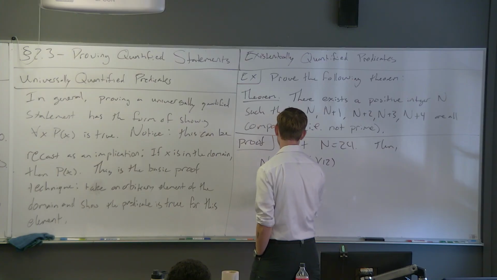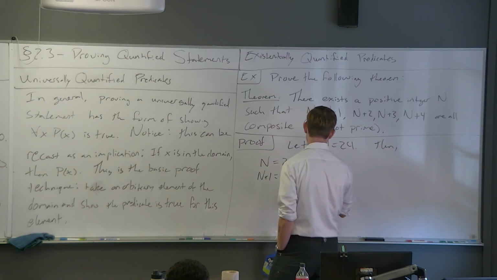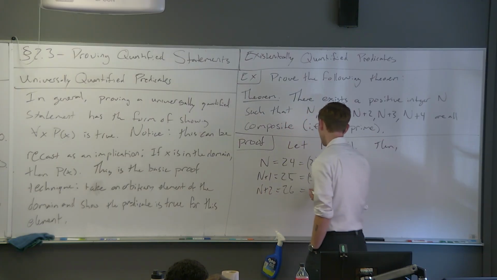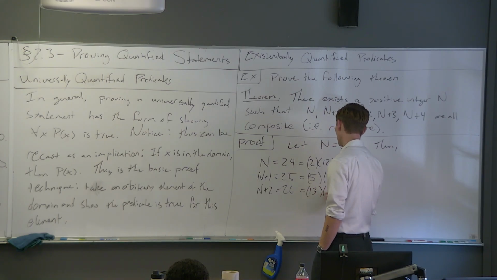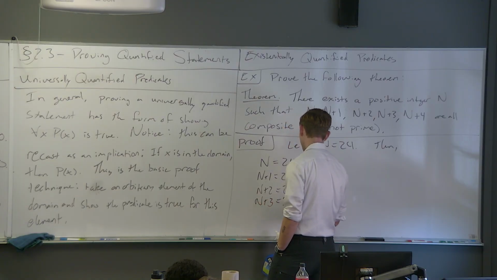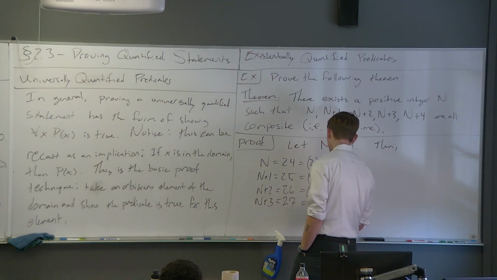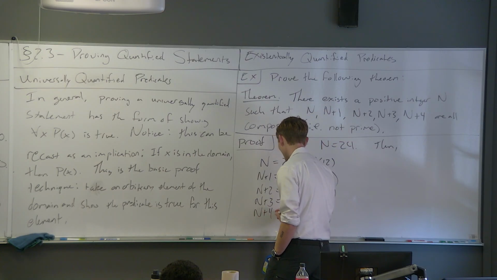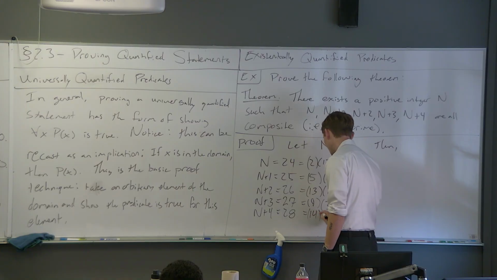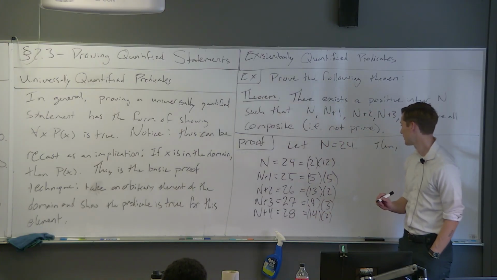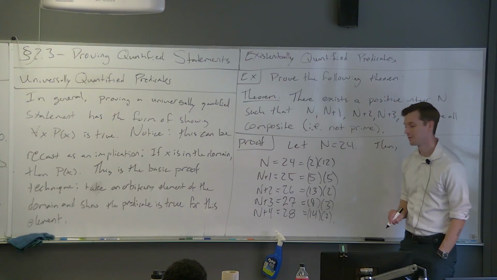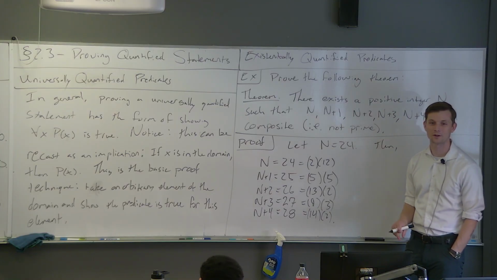n plus 1, that's 25. That's 5 times 5. n plus 2, that's 26. That is 13 times 2. n plus 3, that's 27. That's 9 times 3. And n plus 4, that's 28. That is, well, 14 times 2. Oh, okay, cool. So such a number exists.